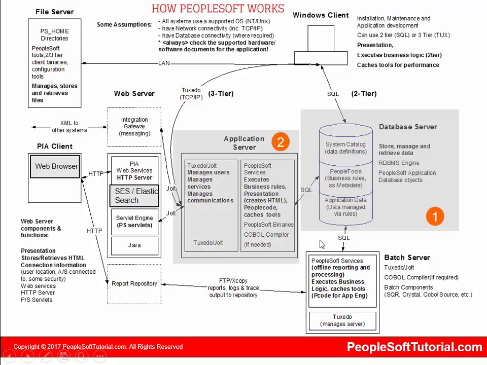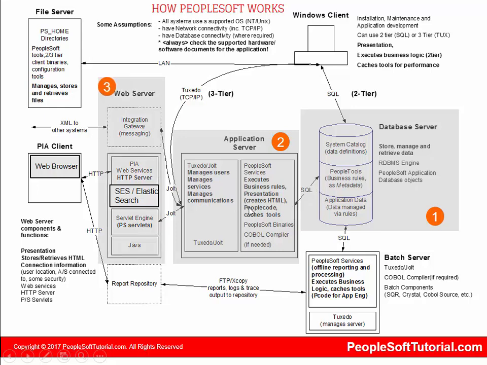Second layer is application server. Application server, which is based off Tuxedo, is used to manage users, manage services, and manage communication between web server and database server. It is also used to run PeopleSoft services, execute business rules, execute your PeopleCode, and there are many other uses of application server. There are so many processes that run on application server, which makes it so efficient. Application server talks to database server using SQL.